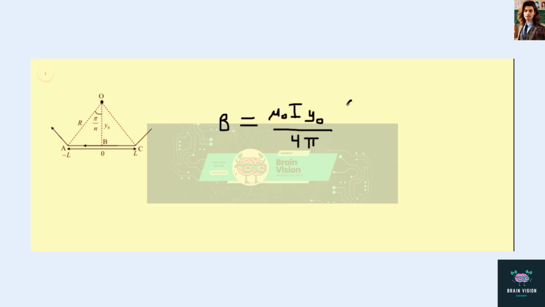And then we're going to take the integral of dx prime divided by x prime squared plus y naught squared, all raised to the 3/2.